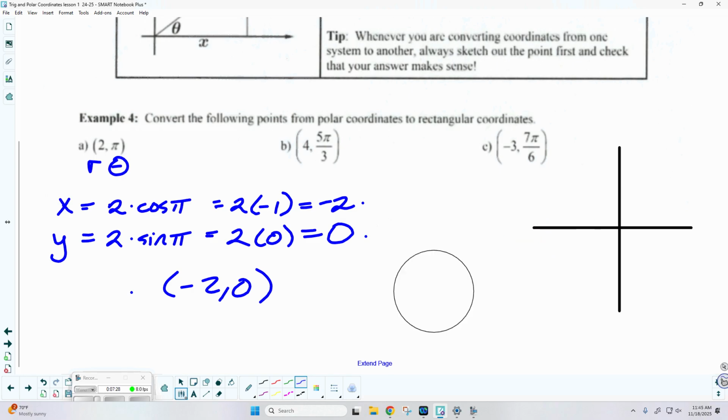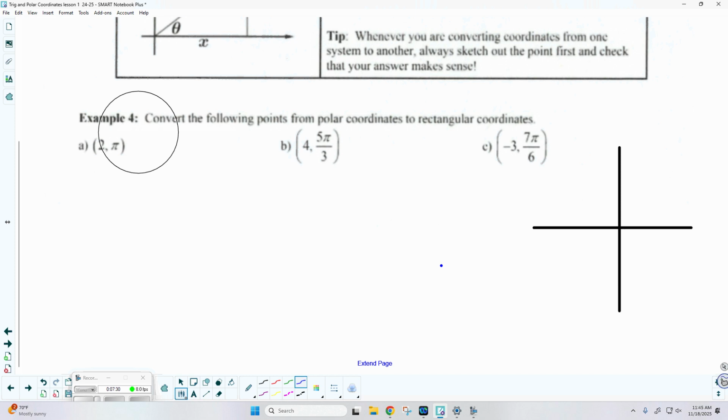Okay, cool. Let's try another one. (4, 5 pi over 3). Okay, so let's start off real quick. What quadrant would this polar coordinate be in? It would be 1, 2, 3, or 4. It'd be in 4. Okay, we got a positive radius with 5/3 pi.